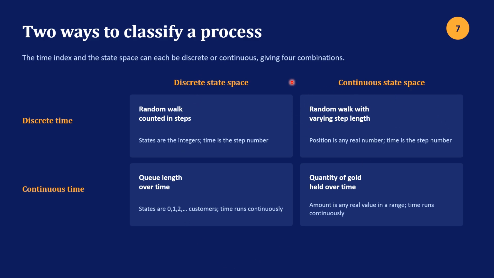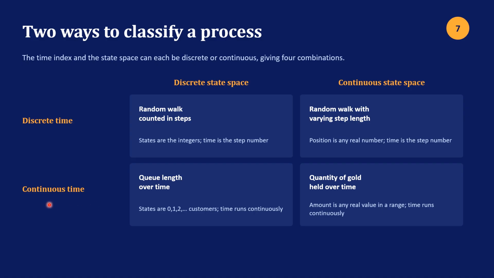Then you can have discrete state space but continuous time. So think of a server checkout line at a supermarket. The states would be the number of people in line. That could be 0, 1, 2, and so forth. And the time would run continuously.